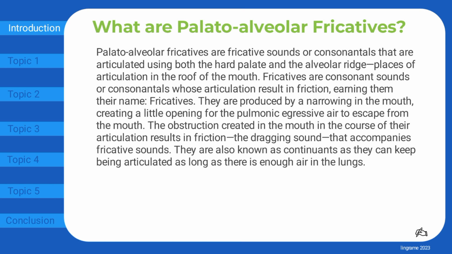They are produced by a narrowing in the mouth, creating a little opening for the pulmonic egress of air to escape from the mouth. The obstruction created in the mouth in the course of their articulation results in friction, the dragging sound that accompanies fricative sounds. They are also known as continuants as they can keep being articulated as long as there is enough air in the lungs.